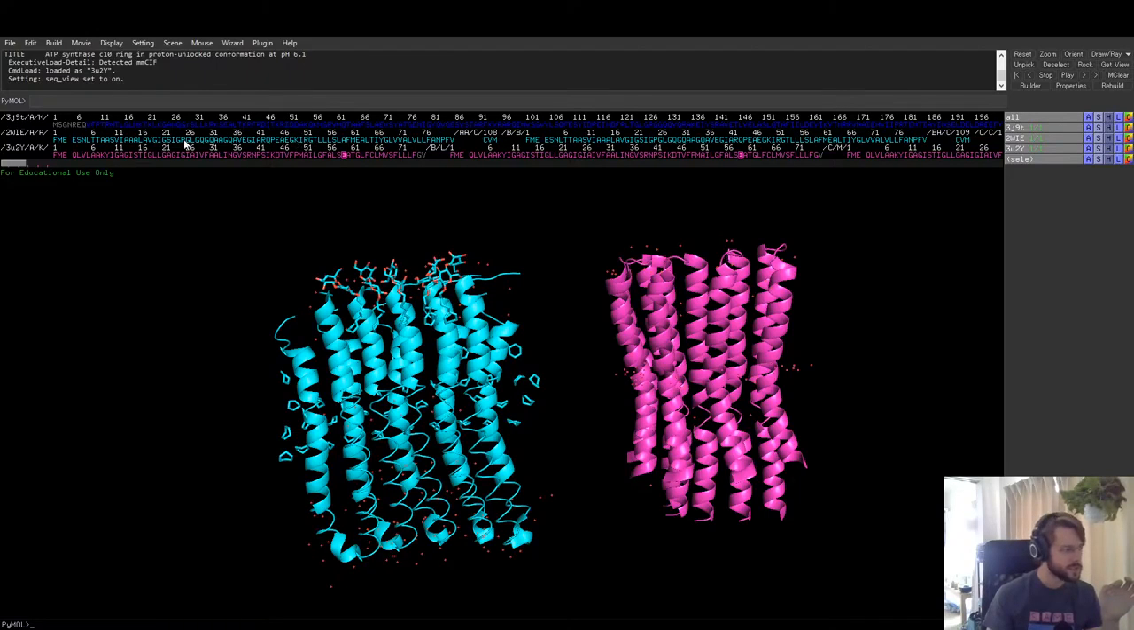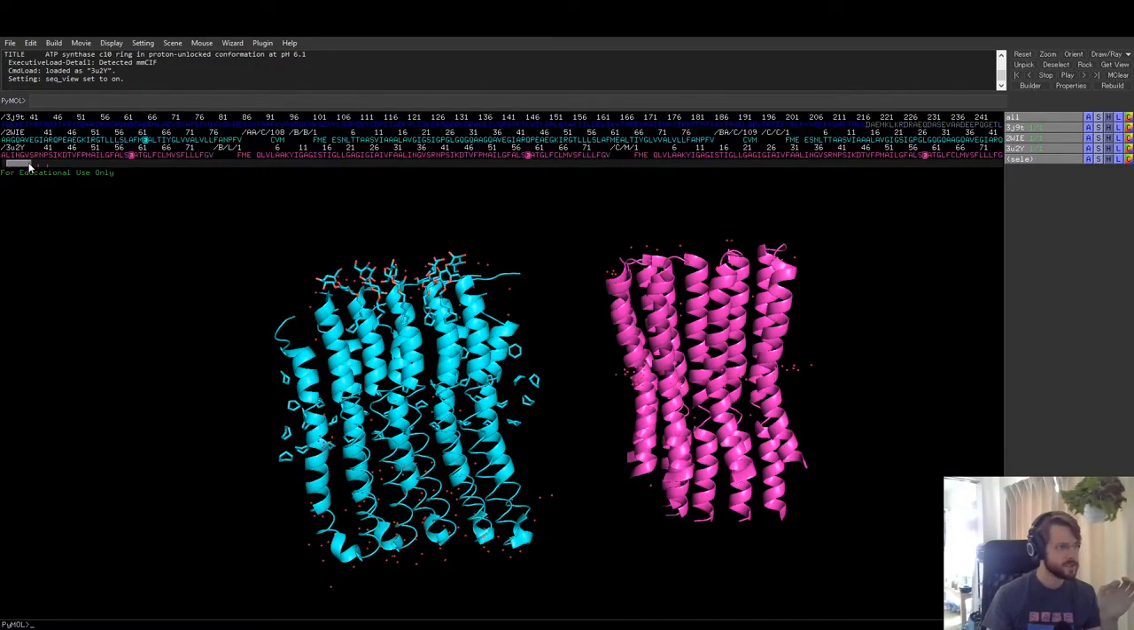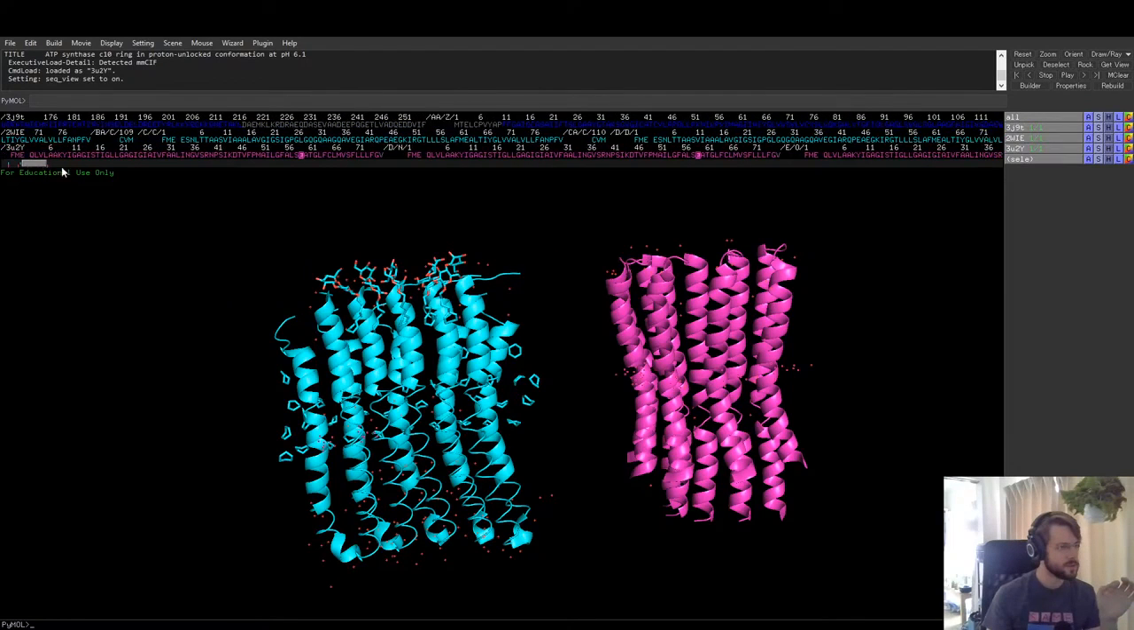But here there are actually some other glutamates. The one I'm talking about is under 61. Alright, so select this one, select the next one as well. Select this one as well.